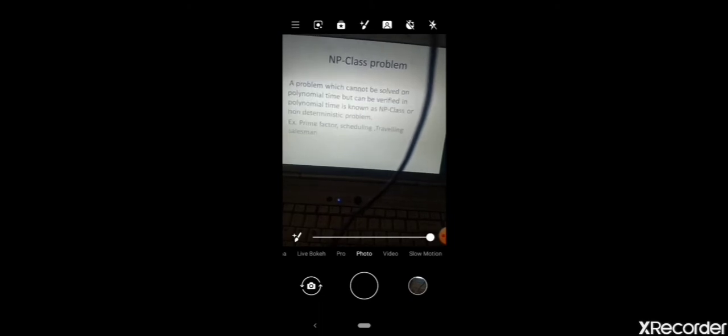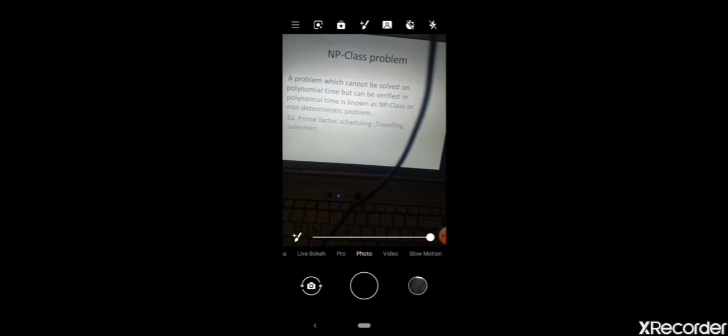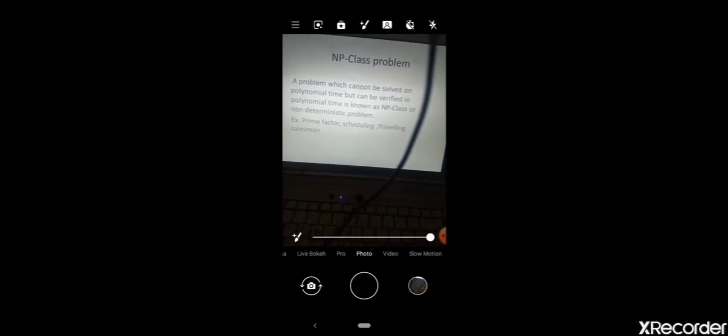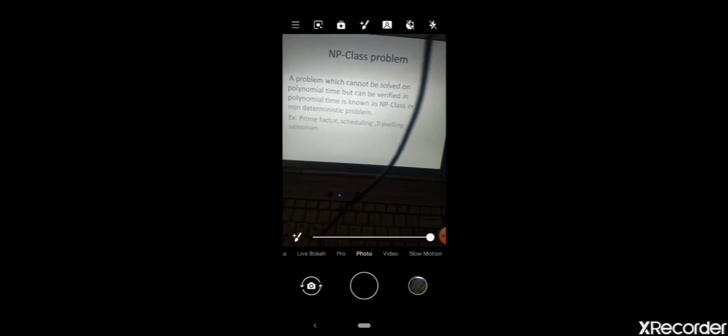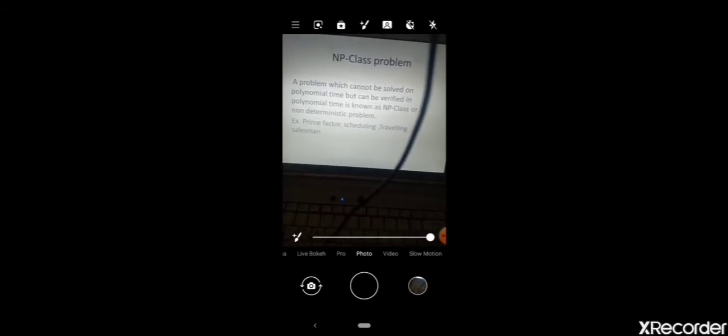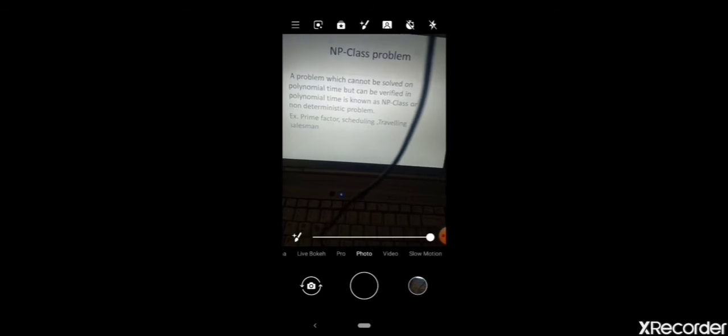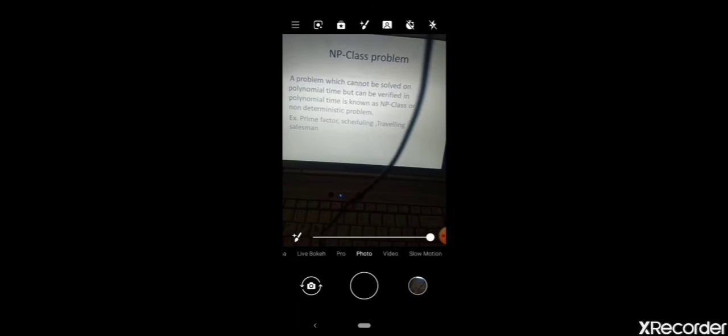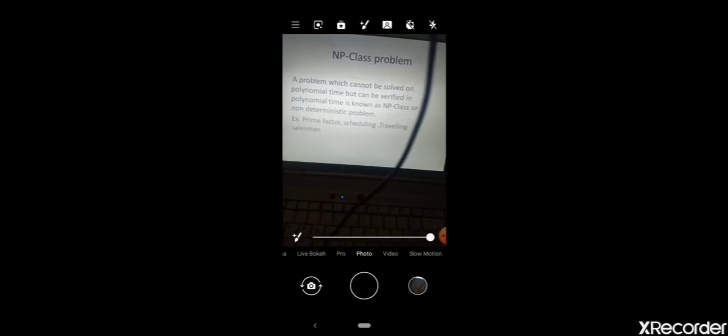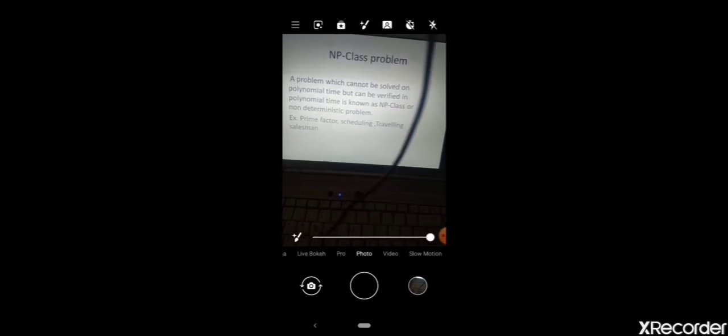So the second class is NP-class problems. A problem which cannot be solved in polynomial time but can be verified in polynomial time is known as an NP class or a non-deterministic problem. Which are the examples of NP class problems? For example, prime factorization, scheduling, traveling salesman, and knapsack problems. These are examples of NP class problems. That means we cannot solve these problems in polynomial time, but we can definitely verify the output of the problem in polynomial time.